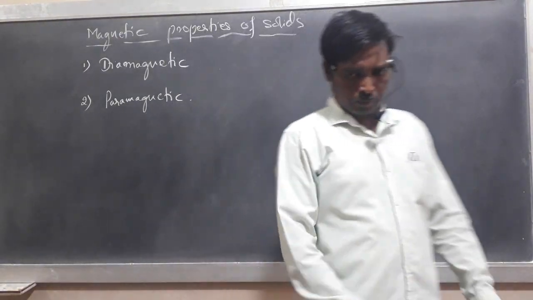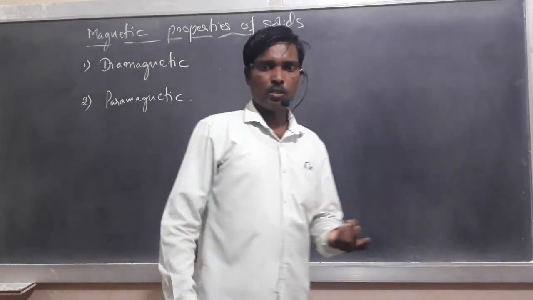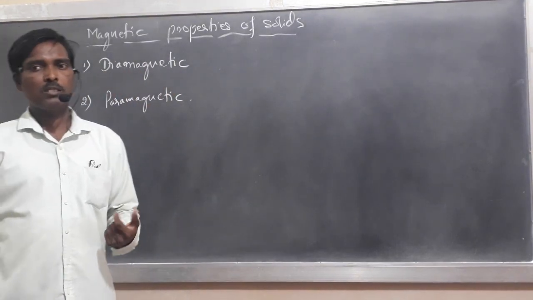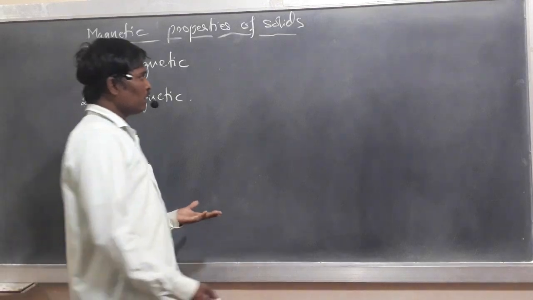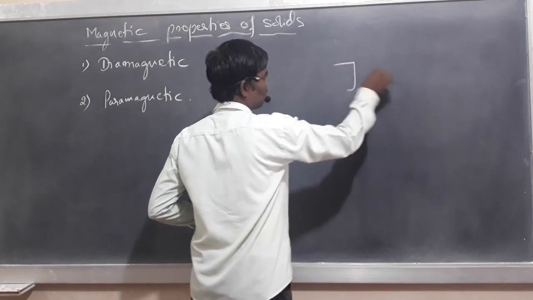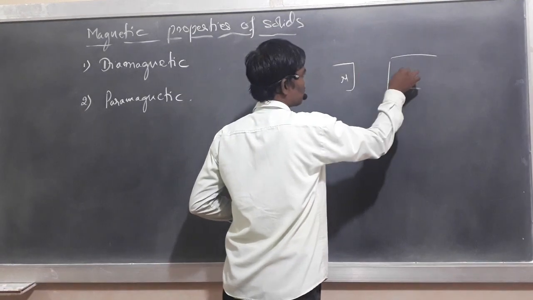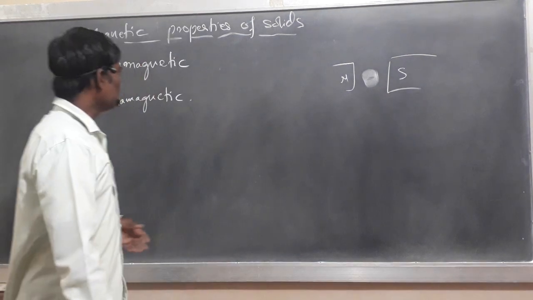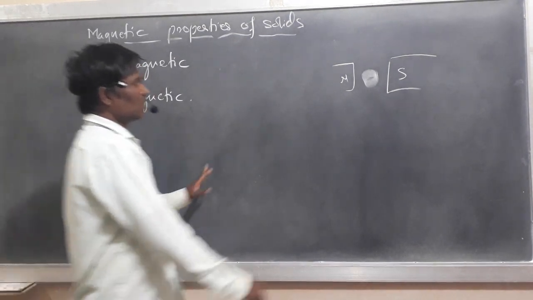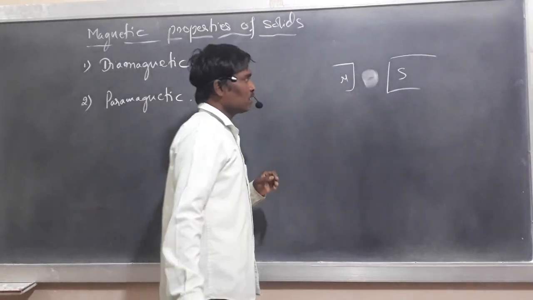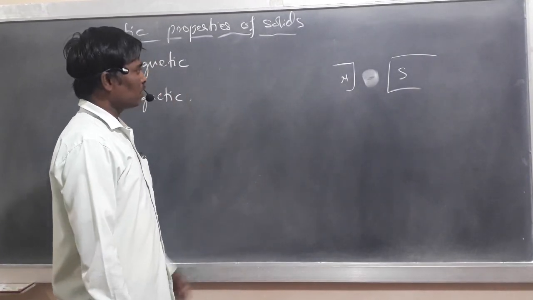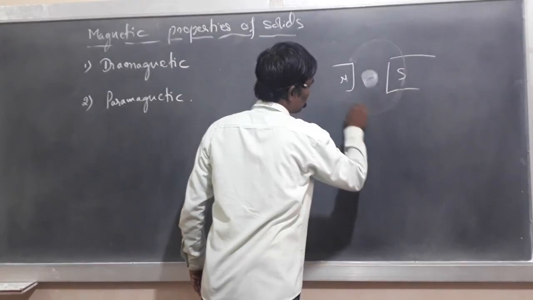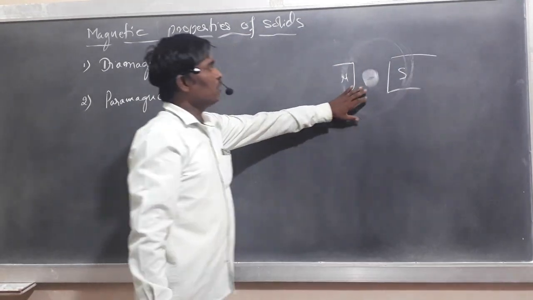Diamagnetic substances are repelled by the magnetic field, and paramagnetic substances are attracted by the magnetic field. For example, these are the magnets N and S, and if I keep the substance between these two north and south poles, if it is attracted by the magnet, then it is paramagnetic; if it is repelled by the magnet, we call it diamagnetic. This circle we call a magnetic field.